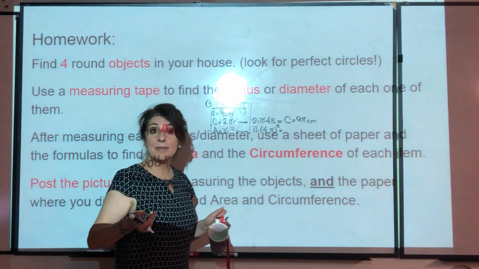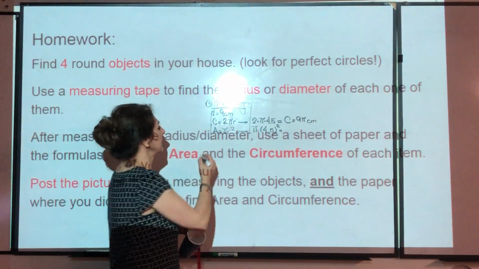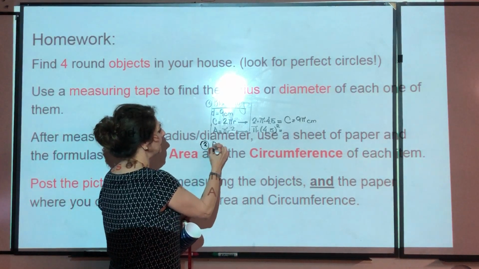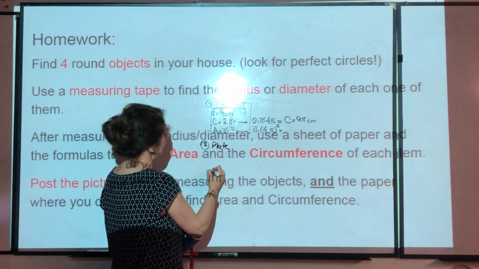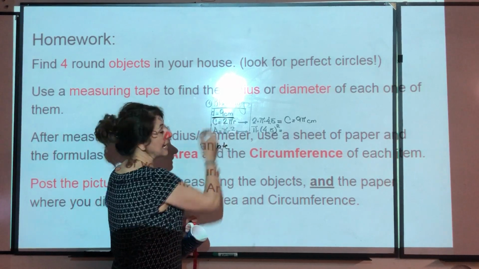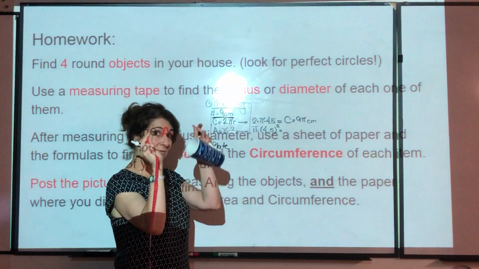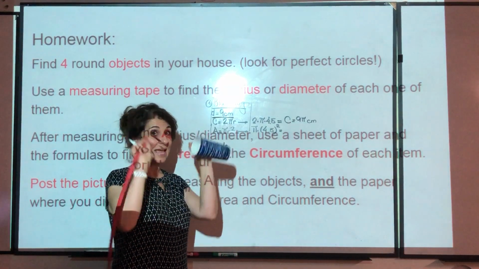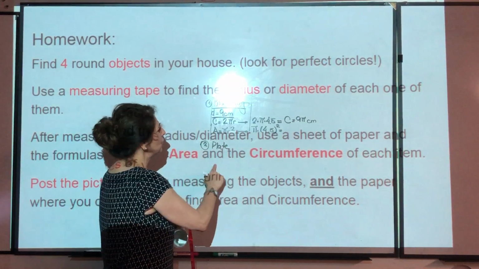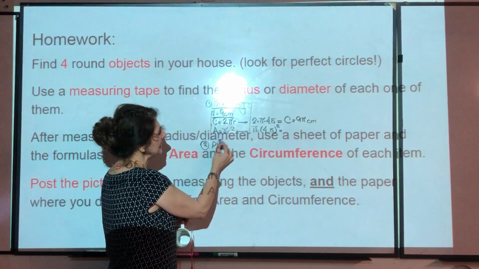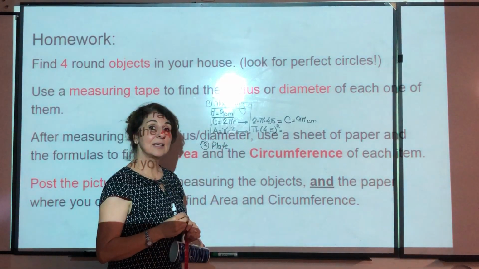Then I find something else. Let's see, a plate or something. So I write number 2, and I put here plate, and I do the same thing. I put the diameter or the radius, whatever it is that you measure with your tape and your object, and you solve circumference and area for your second object.